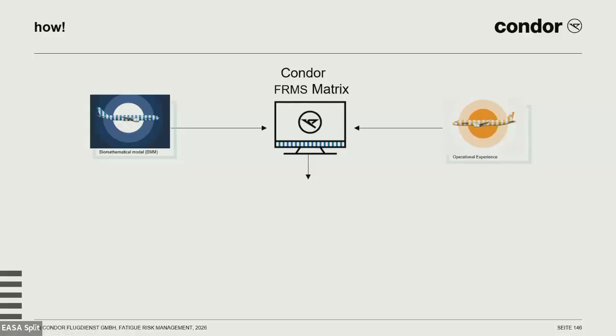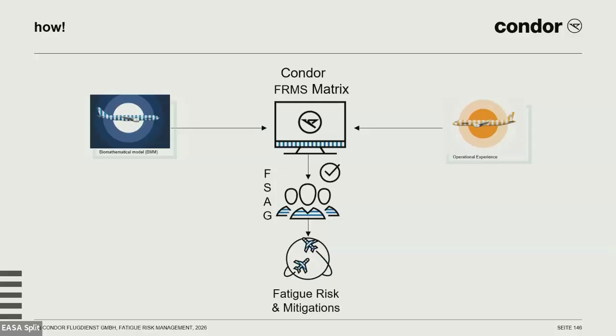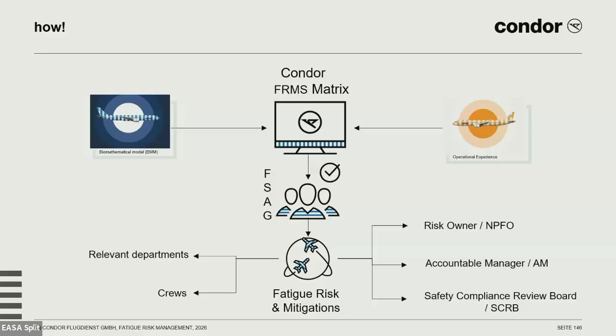The Condor FRMS matrix is the baseline for the work in our Fatigue Safety Action Group. In the Fatigue Safety Action Group, which I will show you in the next slide, we deal with all fatigue risk issues of our company, and we work out mitigations. So when we evaluate the fatigue risk of our operation, and if we find mitigations, we communicate this all over the company. Everybody in the system is important. Everybody has a voice, and everybody needs to work on this. So we start from the very upper management down to each cabin crew member, each pilot, everyone doing duty on the airplane.